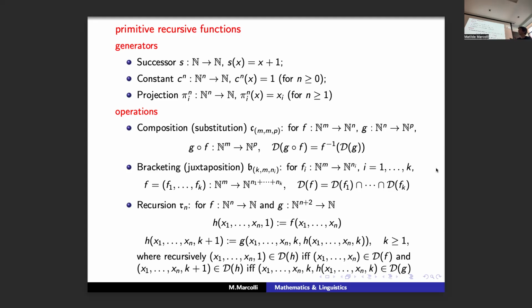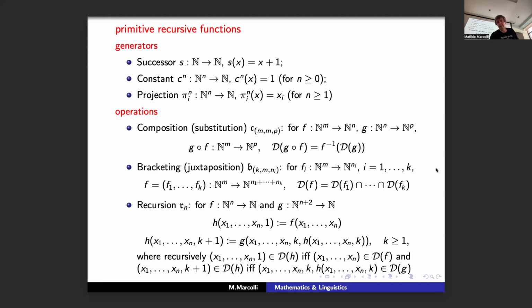And you have some basic operations. You can compose functions, and you can do some kind of bracketing to form vectors of functions, and you have a recursion available. So any function that's generated from this set of generators by repeatedly applying these operations is a recursive function, a total recursive function.